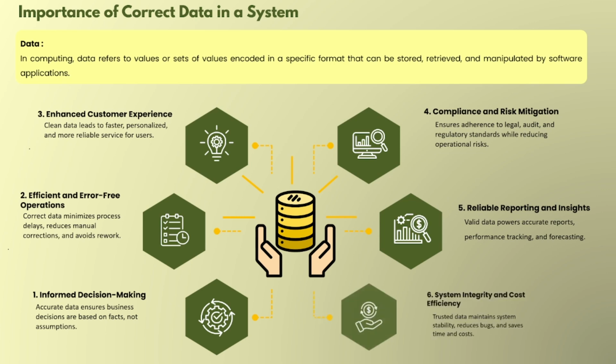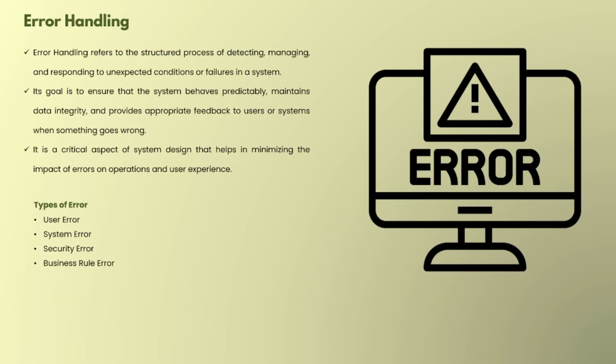Then system integrity and cost efficiency. Clean data keeps the system stable and avoids unnecessary errors or bugs, saving time, money, and a lot of headaches. So overall, we can say that this is the importance of, again I am repeating, correct data in a system. Now let's move on and see what error handling is.